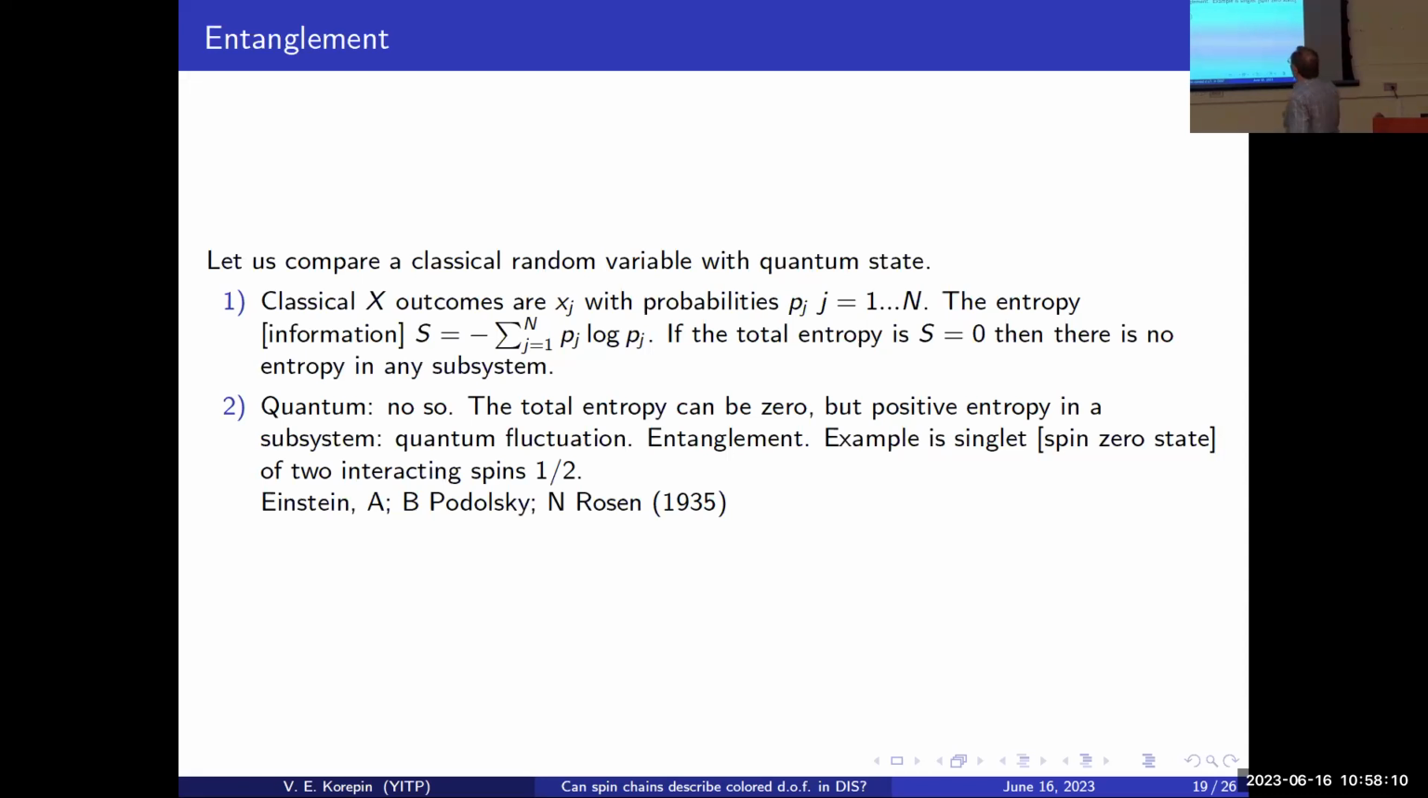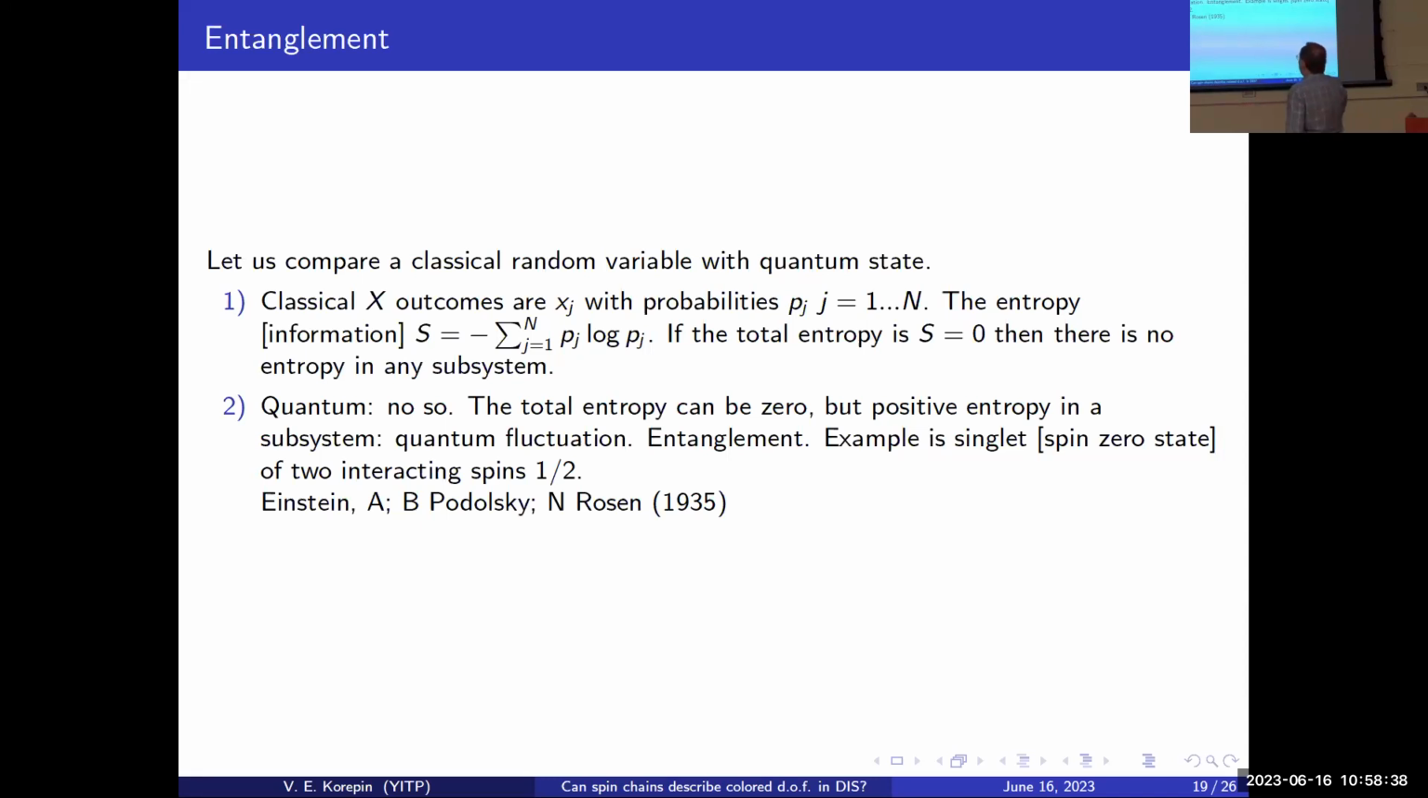Anyway, for a classical random variable, there's a theorem. Assume the total entropy is 0. Then one can prove there is no entropy in any subsystem. So the total entropy is 0, then I cut out some of these x's, not all of them. Still the entropy will be 0 for any subsystem. Not so in the quantum case. It can so happen that the total entropy is positive, but there is entropy in the subsystem.